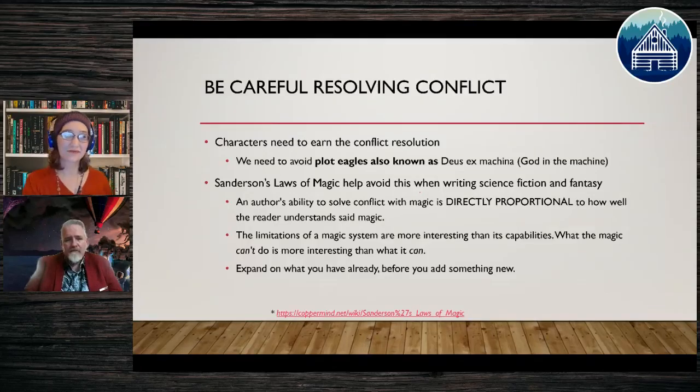I use this term plot eagles, or another one, deus ex machina, God in the machine, where just suddenly something works, right? The plot eagles is a reference to the Lord of the Rings, where suddenly these eagles just keep showing up and flying people away to safety. And there's not really a reason why the eagles necessarily showed up just at that time, at least not in the way the movies were put together. It's not obvious that anything happened there. And so you want to avoid that.